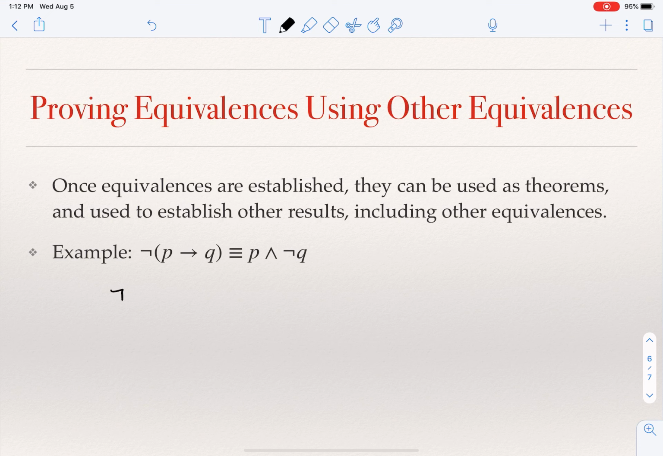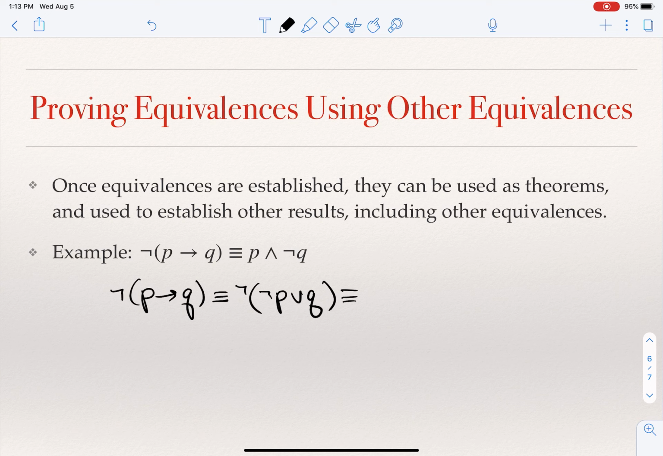So I can say not P implies Q. I know that this is equivalent to not not P or Q. Where did I get this from? I established on the previous slide or two slides ago that P implies Q is the same as not P or Q. So I can replace P implies Q by not P or Q. I can say now, using De Morgan's law, that this is the negation of not P and the negation of Q. Right? The negation of the disjunction is the conjunction of the negations. And now I can say that this is equivalent to P and not Q.